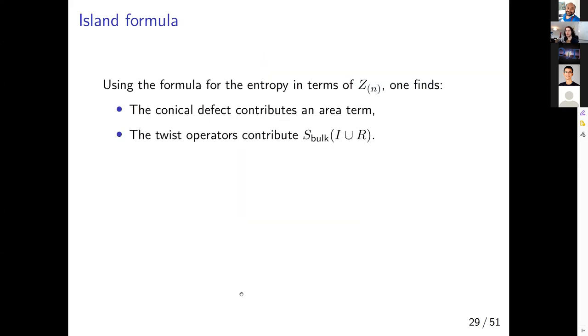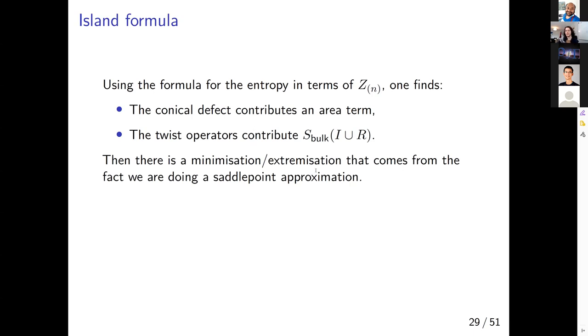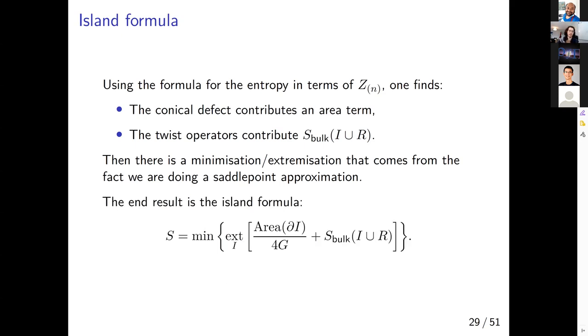So at this point, we can just use the formula for the entropy, the replica trick formula. And what one finds is that the conical defect contributes an area term, and the twist operators contribute a bulk entropy term. And there's also an additional thing we have to do, which is because we're computing this in a semi-classical effective field theory limit, we need to do a minimization and an extremization that comes from the saddle point approximation. So what this amounts to is an extremization over the island. And so what we end up with is the island formula. So I've skipped over some details, but this is the main point of the derivation.